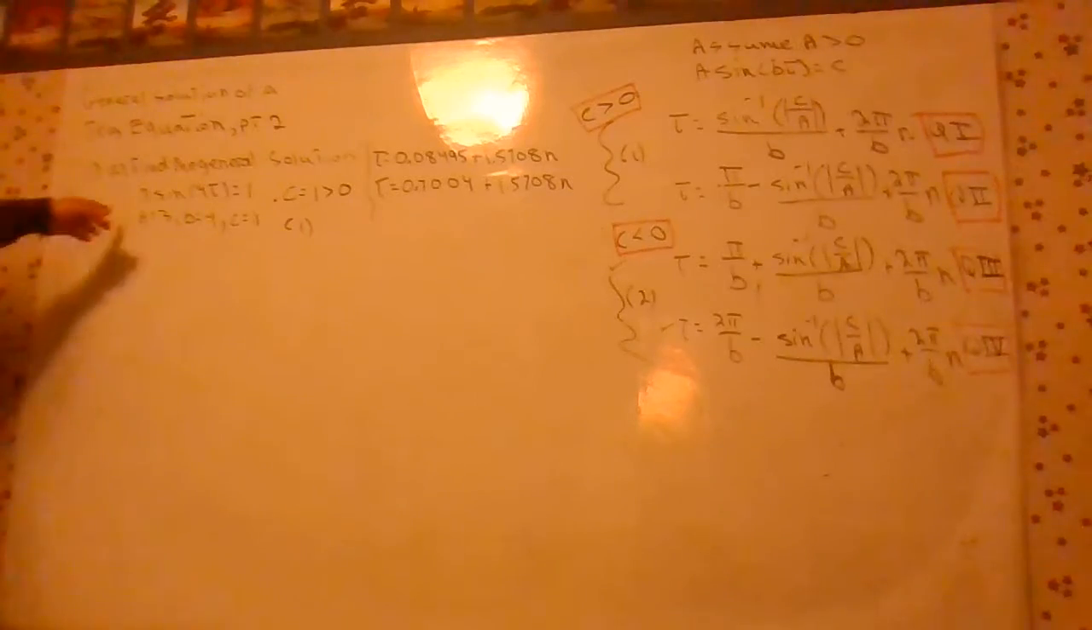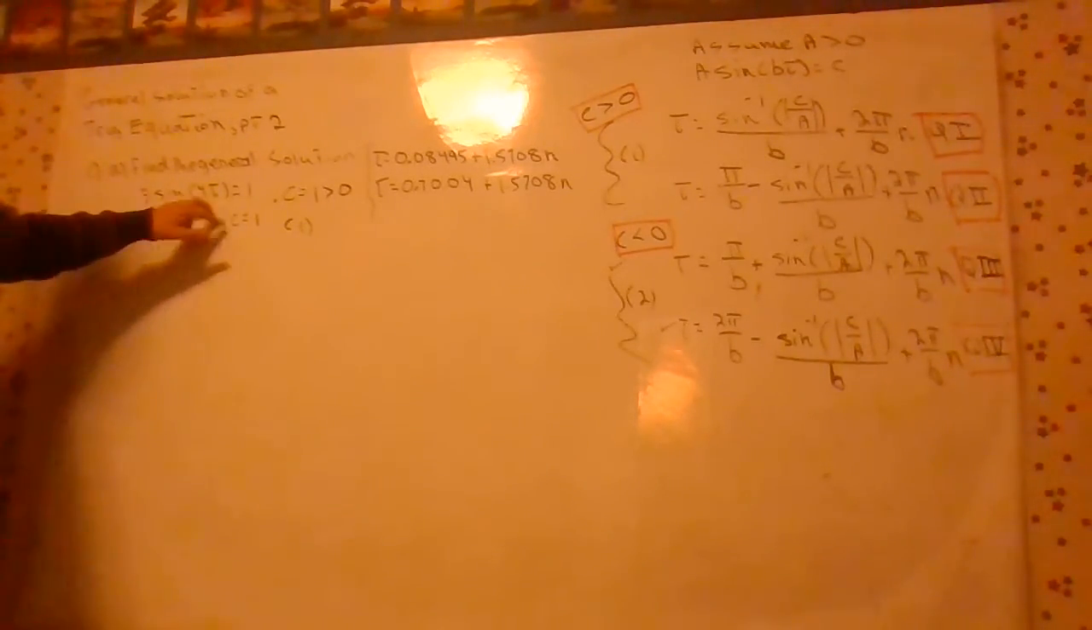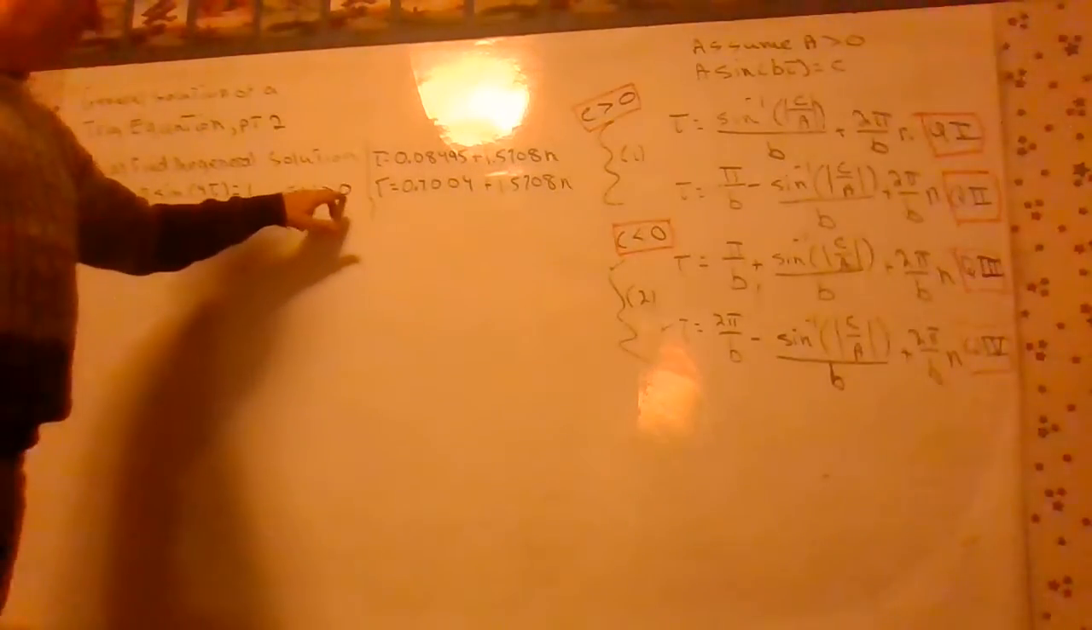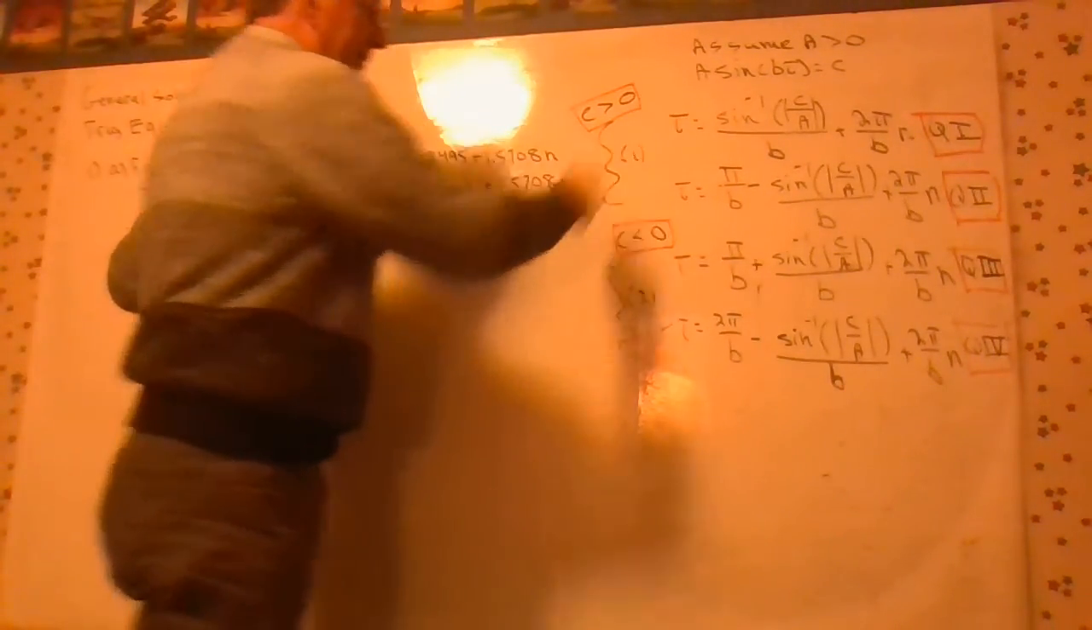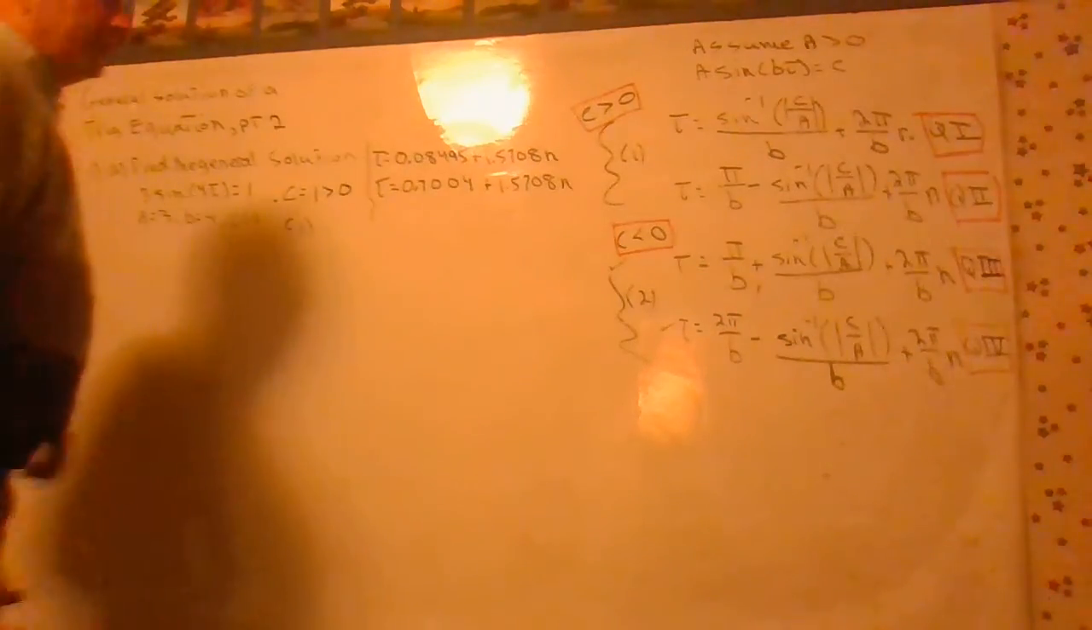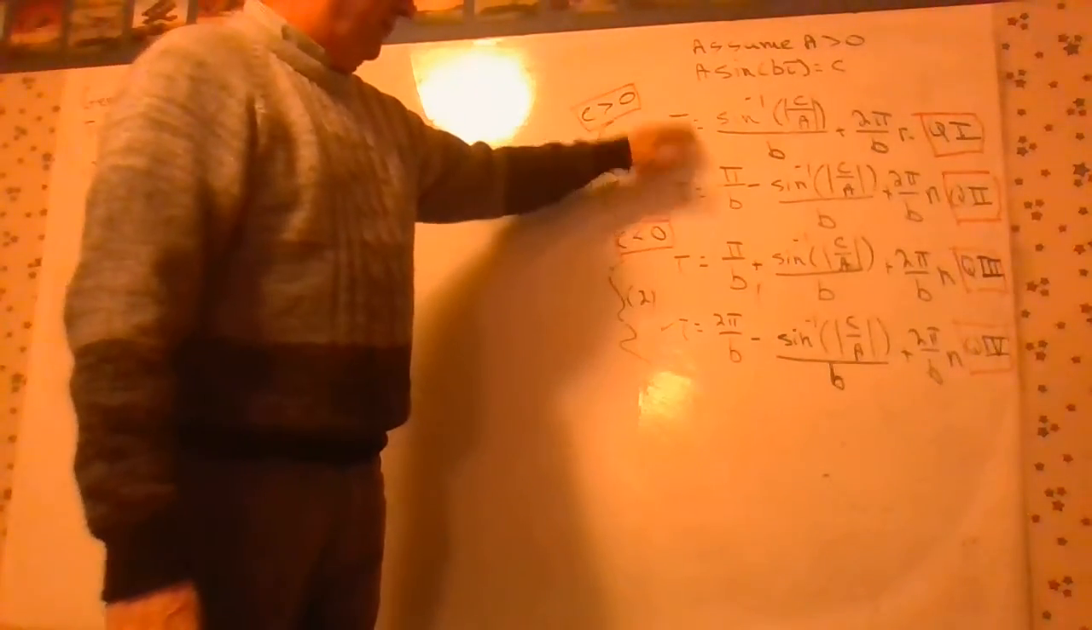We're going to solve 3 sine 4t equals 1, a equals 3, b equals 4, c equals 1. C equals 1 is greater than 0. We're going to use formula 1, so we're right here. And we're going to write out 2 t formulas. That'll give us the 2 parts of the solution.